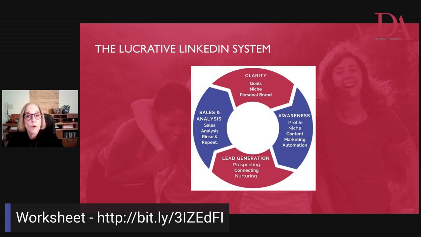Okay, so the first part is clarity. And write this down on your worksheet. Write down these four main stages, which are clarity, awareness, lead generation, and then the final one is sales and analysis. And then you have three drop downs below those, and those are the 3 things that go into each one.